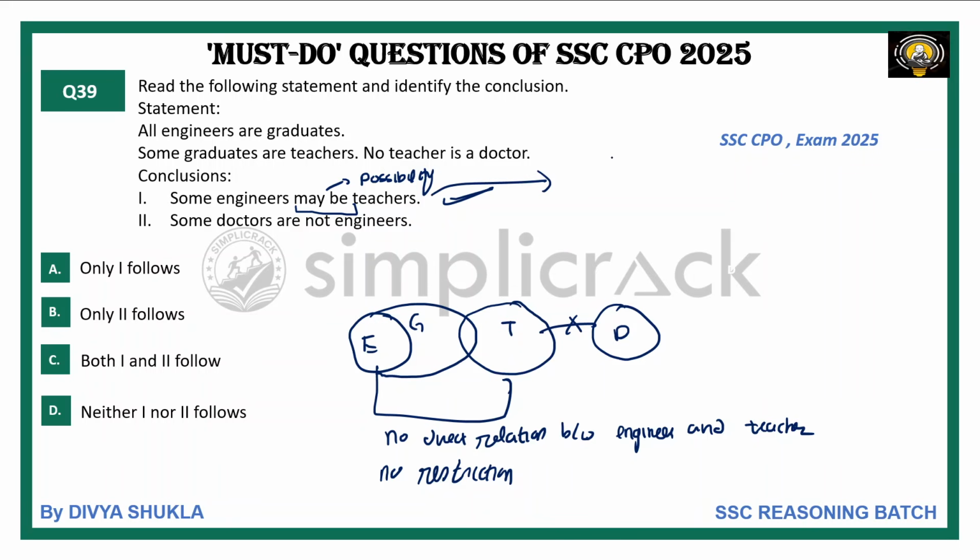So if this is possible, then what would be the Venn diagram of this? The Venn diagram would become like this. So this is engineer, this is graduate, and this would become teacher. This is the possible diagram. But this is a definite diagram.